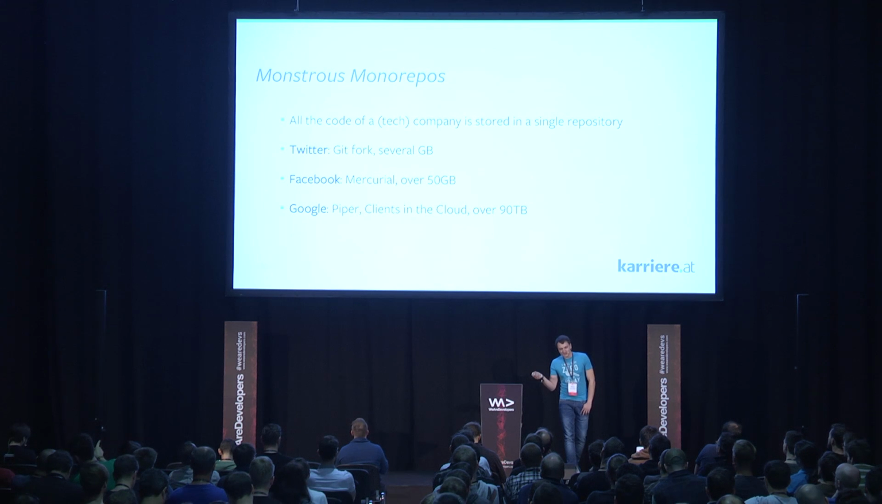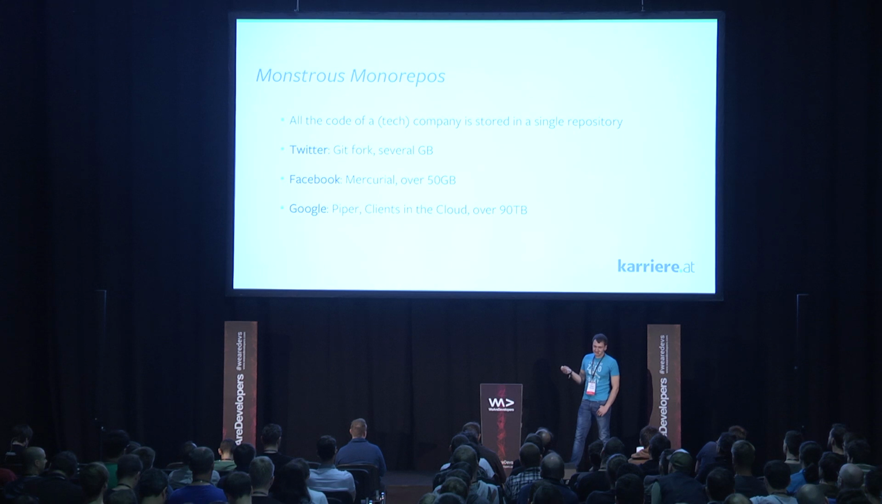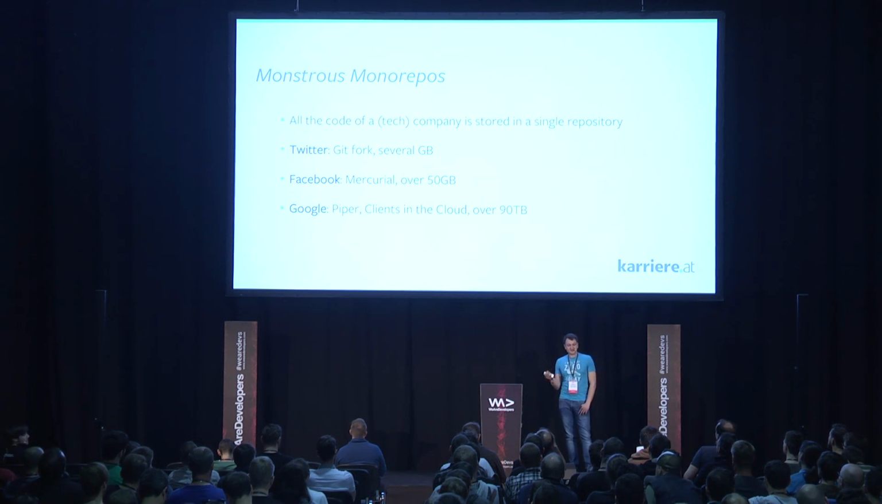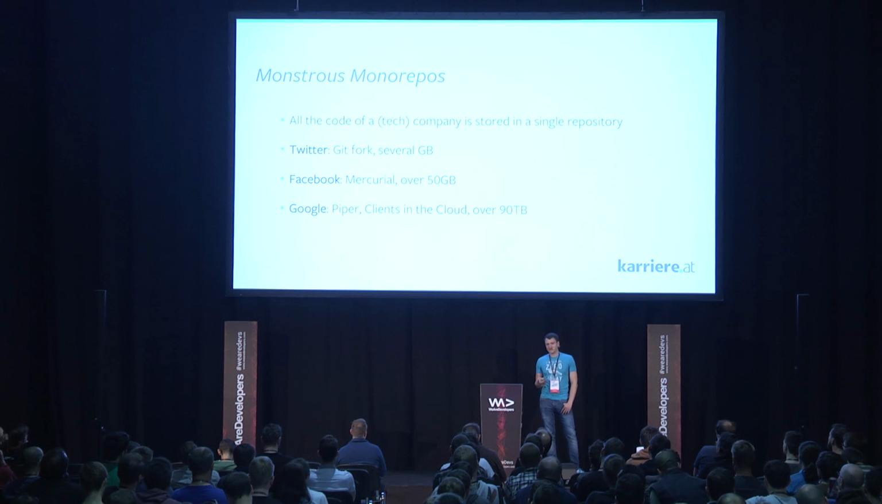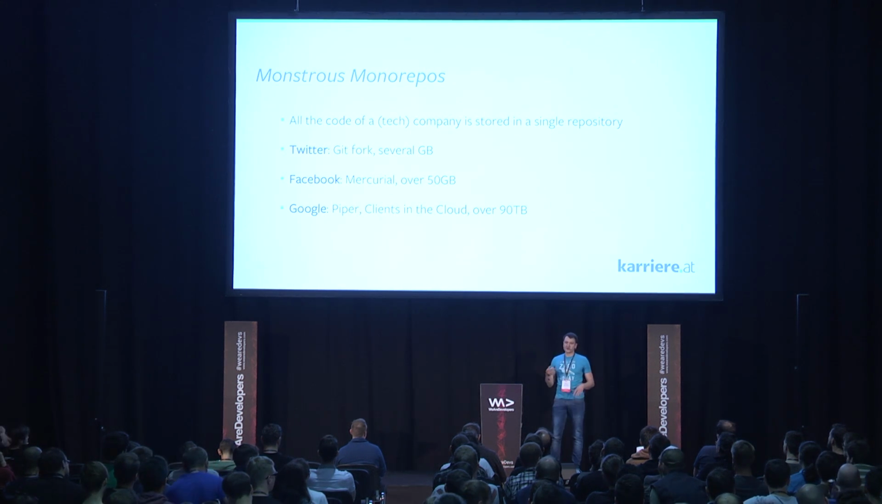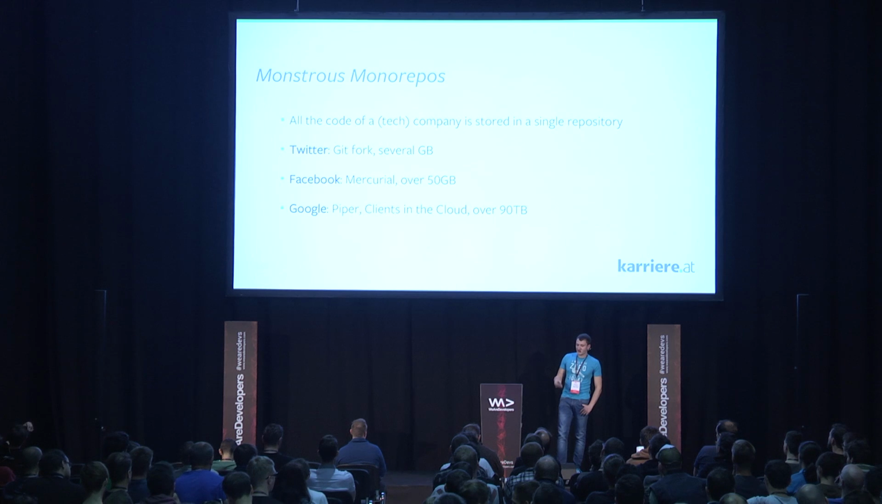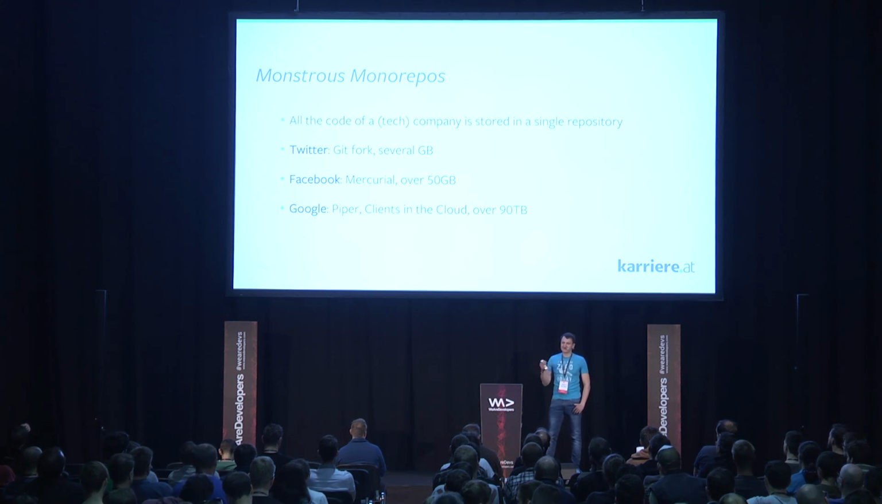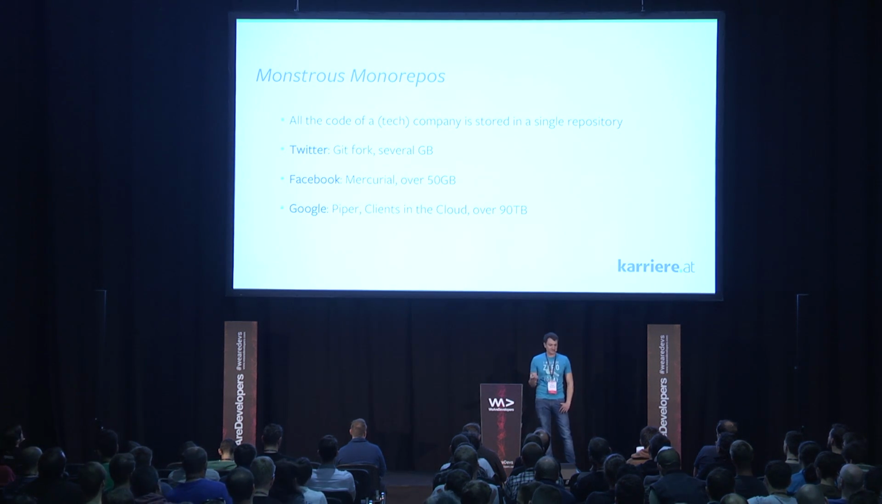Popular examples of companies which are using this approach are Twitter. Twitter is using a forked version of Git with multiple patches to improve the performance when working with very big repositories. And they have a repository which is several gigabytes in size.